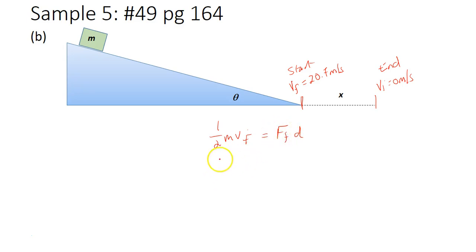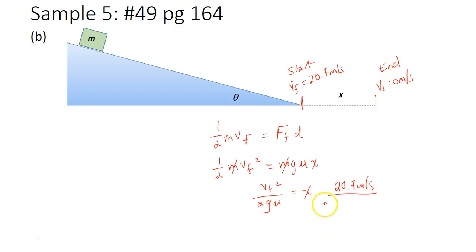Since it's a level surface, we can just write mg mu for friction. I'll actually use the variable that they have, but just know that the d is actually just x. So this goes away. We have mu from before, and then x is again v squared over 2g mu. Hope you don't mind that I shortcutted that. So this becomes 20.7 meters per second, 2, g 9.81, and 0.09, which was our mu from previously.